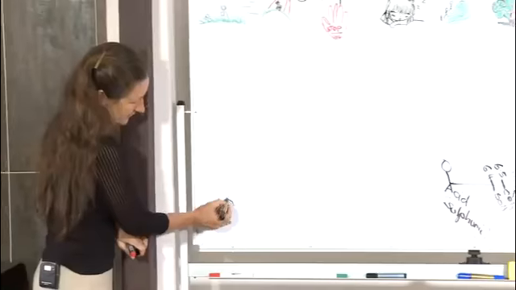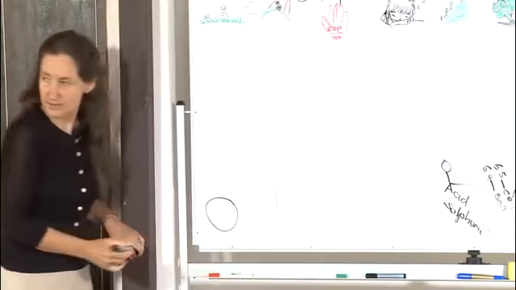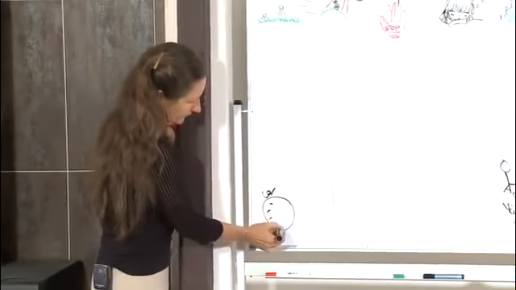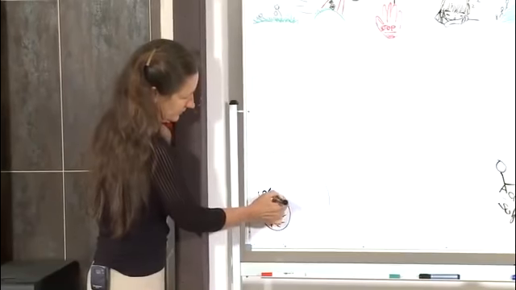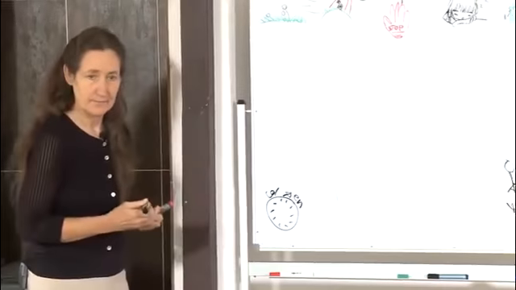Here is the cell. Sorry, here's the cell. And this is the little energy cycle in the cell. And the glucose goes in, and there are 1, 2, 3, 4, 5, 6, 7, 8, 9, 10, approximately, chemical reactions before the energy comes out.